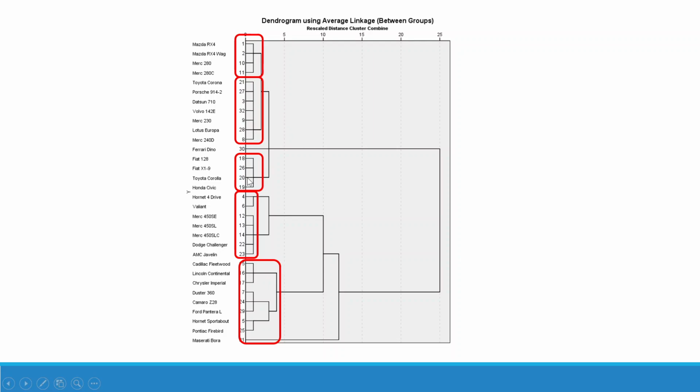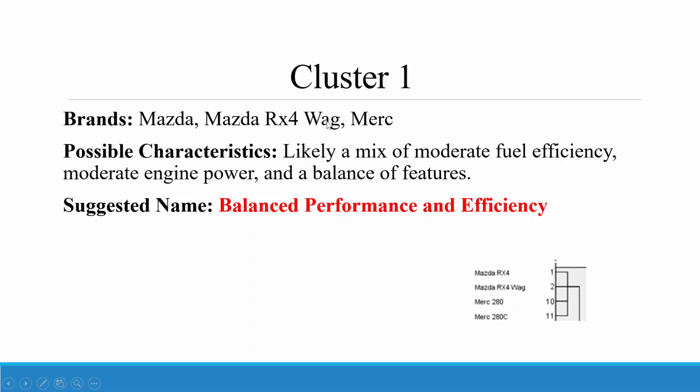1, 2, 3, 4, 5. So in the first cluster, we have these brands of car, Mazda, Mercedes. In the second, Toyota, Porsche, Datsun, Volvo. Now we will give a name to each cluster. Okay, we'll start with cluster 1. So the brands in the first cluster are these. Possible characteristics: likely a mix of moderate fuel efficiency, moderate engine power and a balance of features. Suggested name: balanced performance and efficiency.